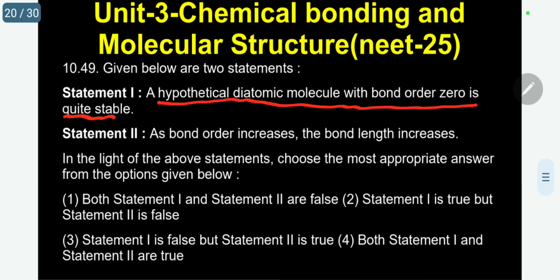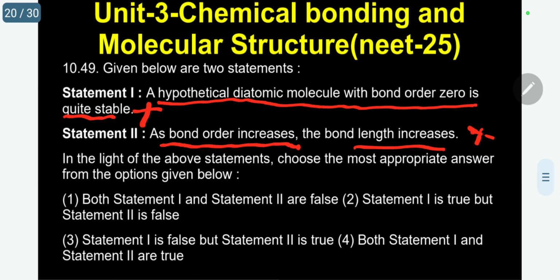I already informed you in the previous question, according to molecular orbital theory, bond order 0 will not exist. Bond order greater than 0 will exist. So the statement that a molecule with bond order 0 is quite stable is wrong. Statement 2: As bond order increases, the bond length increases. Please follow, this is also wrong. So by reading the statement itself, we can fix it. Then we have to go to the options given below from that.